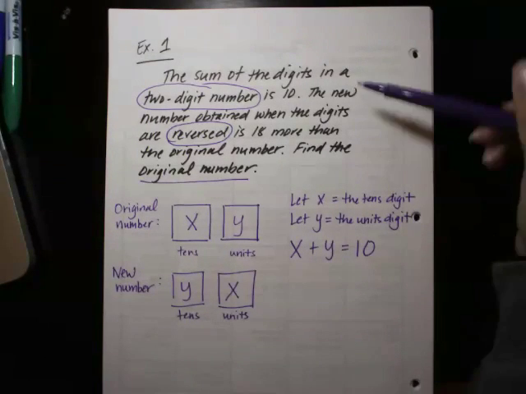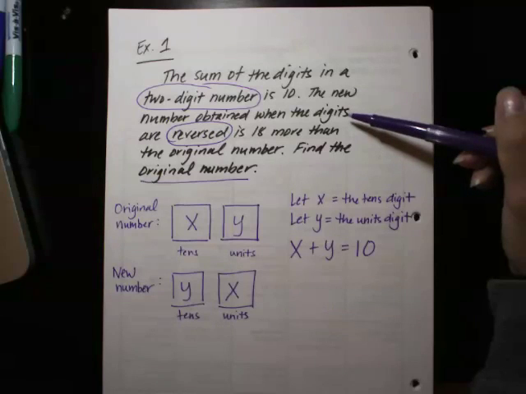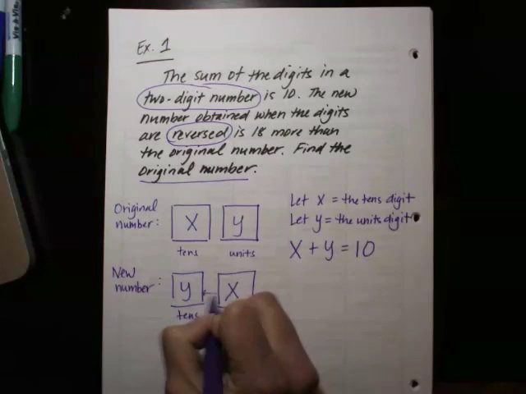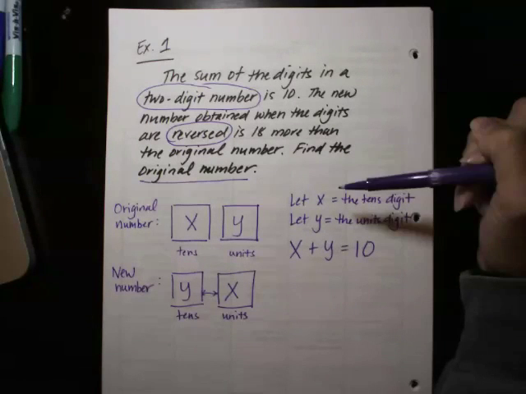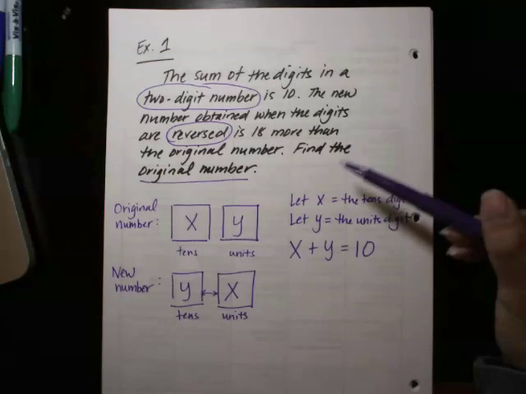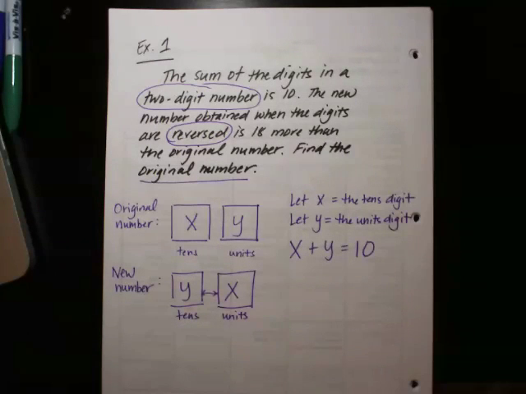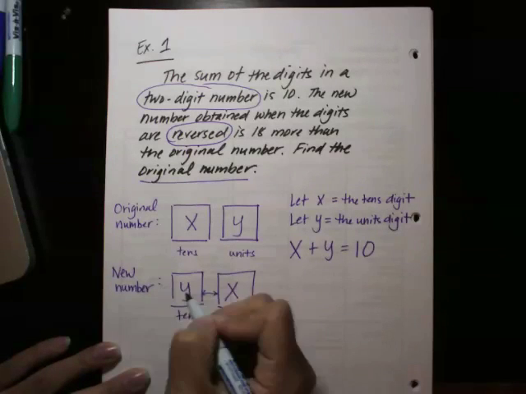So it says here the new number obtained when the digits are reversed, and you see we reverse the digits, is 18 more than the original number. And we want to find our original number. Let's go back and take a look at the value, because it's talking about a number, you always want to look at the value of the number. Let's go to our original number.